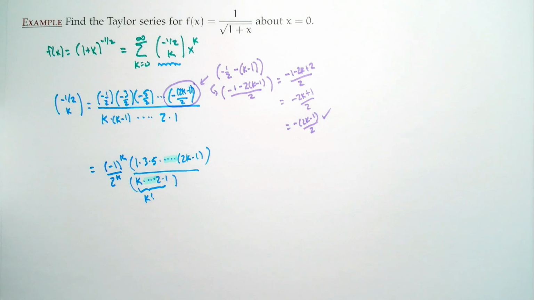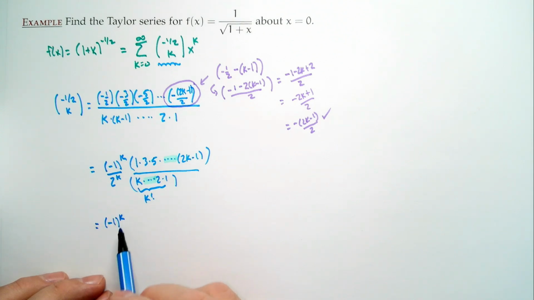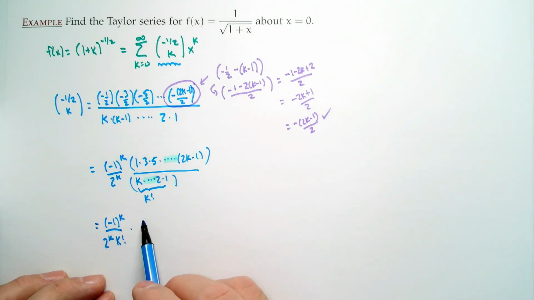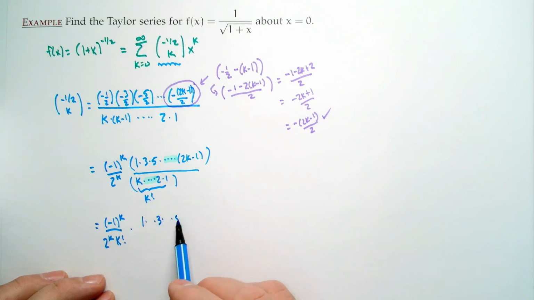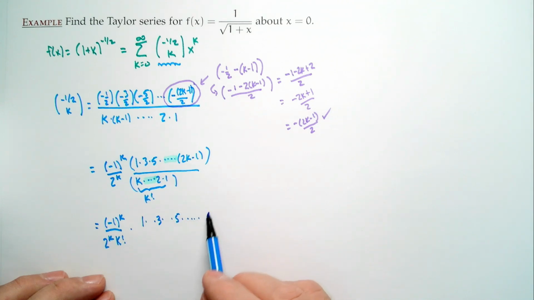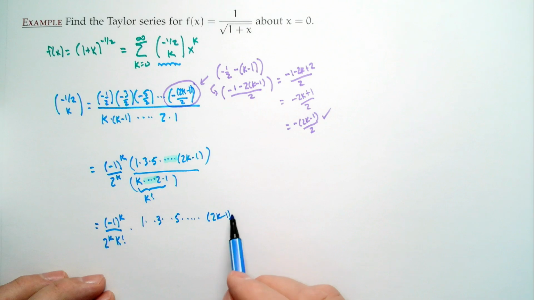And now we have our great "let's fix it" moment. Aha! Let's try to fix it. So, how do we fix it? We still have the other stuff, minus 1 to the k, 2 to the k, and I'll write this as a k factorial. And how do we fix it? Well, that's easy to do. What we have is 1, 3, 5, and then over at the end 2k minus 1.